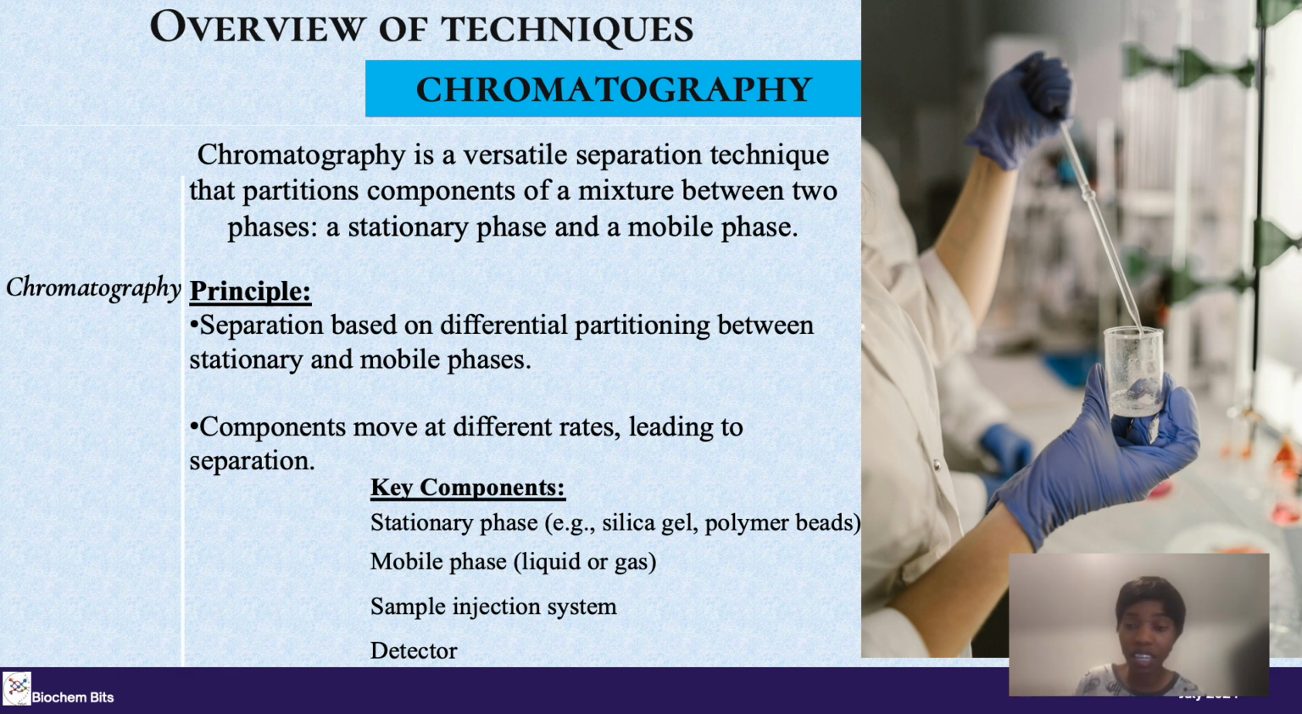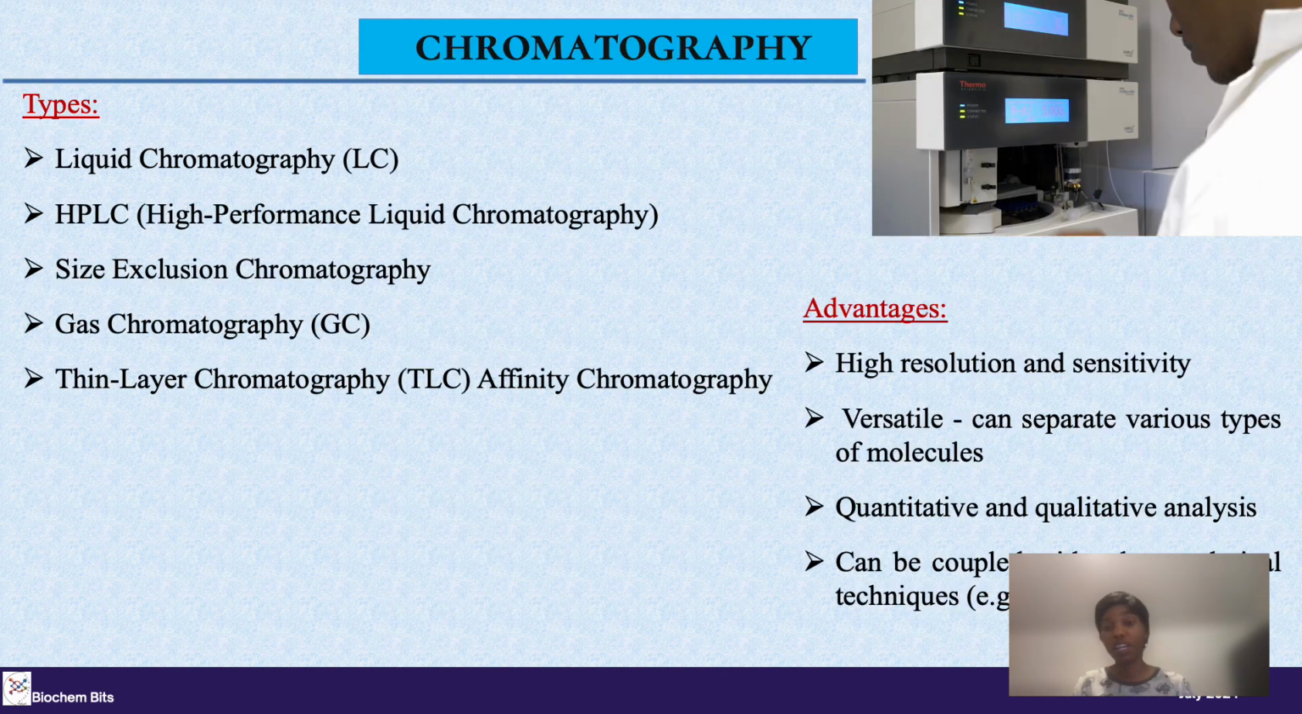In a system like high performance liquid chromatography, there is also an absolute need for a sample injection system and detector system. There are different forms of chromatography ranging from liquid chromatography to gas chromatography to thin layer chromatography, and even the very one that we're familiar with, the paper chromatography and size exclusion chromatography. Based on the advancements in science, the most common one now is high performance liquid chromatography and gas chromatography.